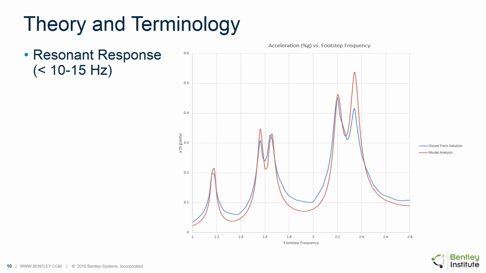The peaks are going to be located where the applied footstep frequency or one of its harmonics aligns with a natural frequency of one of the modes in the floor. And so we'll see that we also have these peaks of different magnitude.